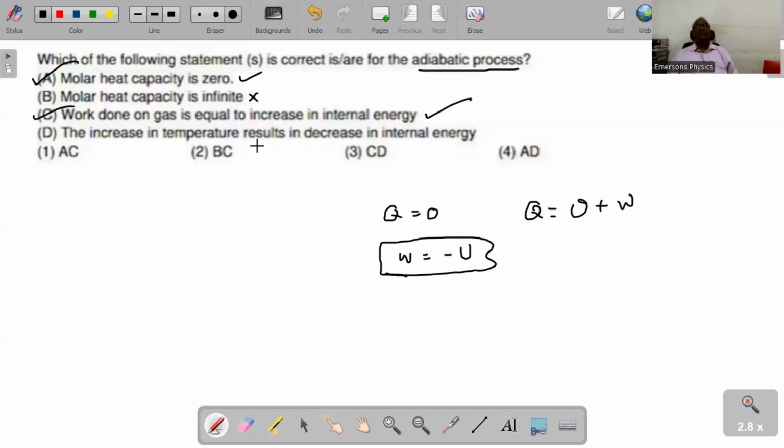An increase in temperature will increase the internal energy. Temperature increases and internal energy also increases. So here the answer is A and C are correct. Okay.